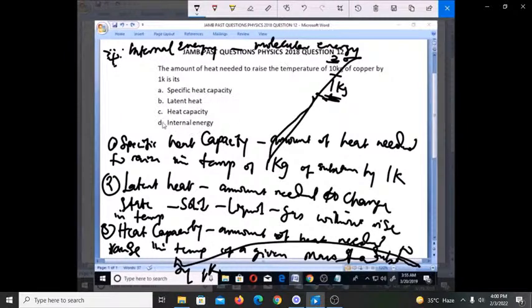So from these definitions, we can see that C is the right option, because heat capacity is the amount of heat needed to raise the temperature of a given mass, say 10 kg, it could be 20, it could be 30, it could be 100 of copper by 1 Kelvin. But if this mass is 1 kg, then it will be specific heat. So whenever you hear the word specific, we are talking about 1 kg. But once it's more than 1 kg, we'll talk about heat capacity. And that is the answer to the problem. Option C. Thank you.